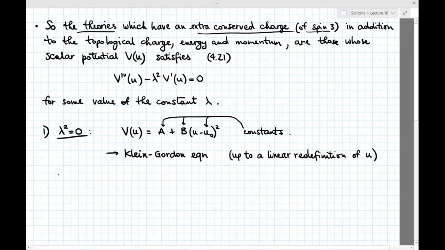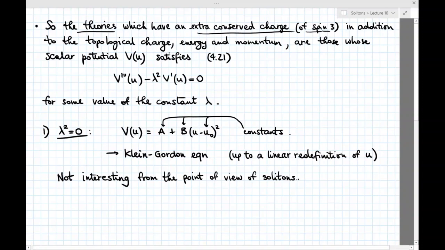And as I said in previous lectures, the Klein-Gordon equation is not particularly interesting from the point of view of solitons, because it's a linear equation. So in this case, you do get an extra conserved charge at spin 3, and in fact, even at higher spins, but that's essentially because the equation is linear.